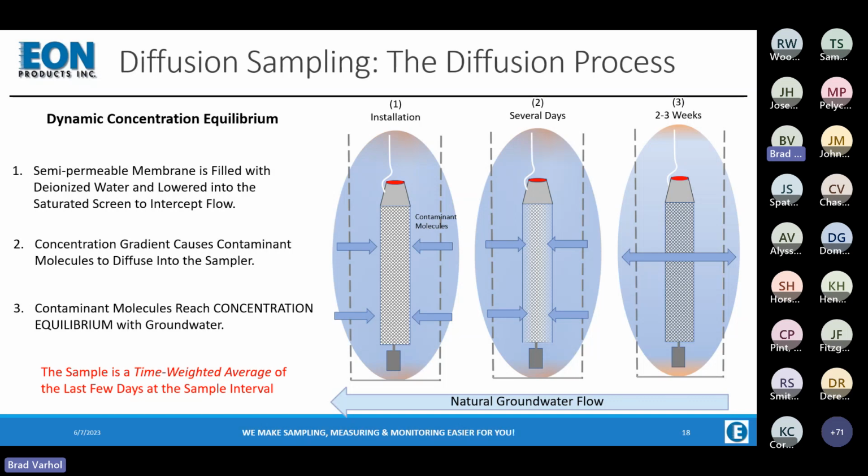The nature of the sample collected is a time-weighted average representing the last few days at the sample interval. The time weighting is based on each molecule; each compound has its own rate of diffusion. So for example, something like benzene takes about a day to come to equilibrium, and something like vinyl chloride takes maybe 4 days, maybe 5 at the most. So we can say that whatever the day we pull out the sampler after it's reached its minimum residence, the sample will always represent that last little few days period of time.